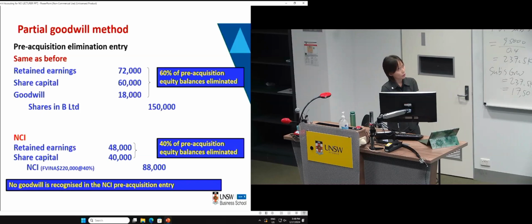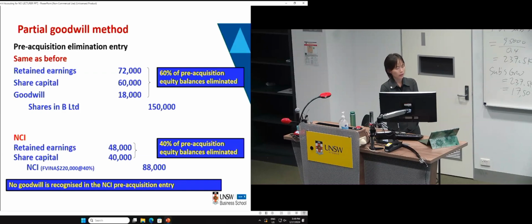Start with the pre-acquisition entry, same as before, right? Same as before. So you can see the existence of the NCI does not impact your pre-acquisition entries. Or the choice of the goodwill method, again, does not impact your pre-acquisition entries, right? They are the same as before. Now, then move on to look at NCI Step 1 entries.